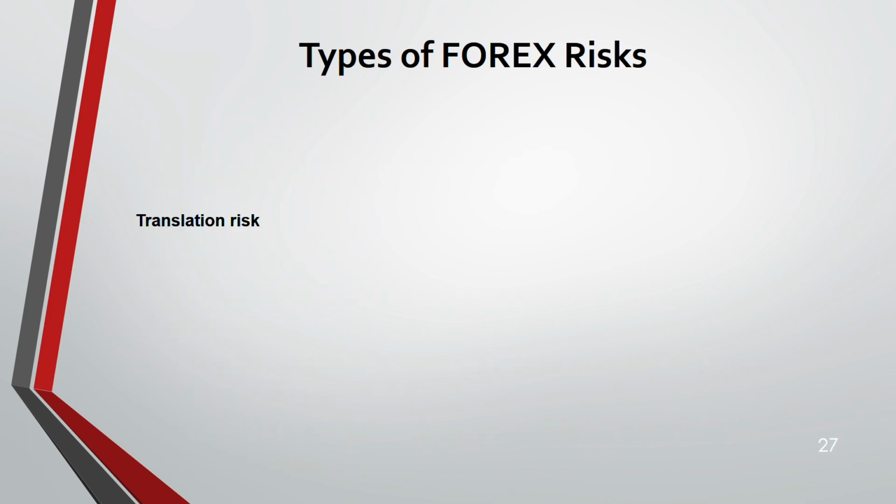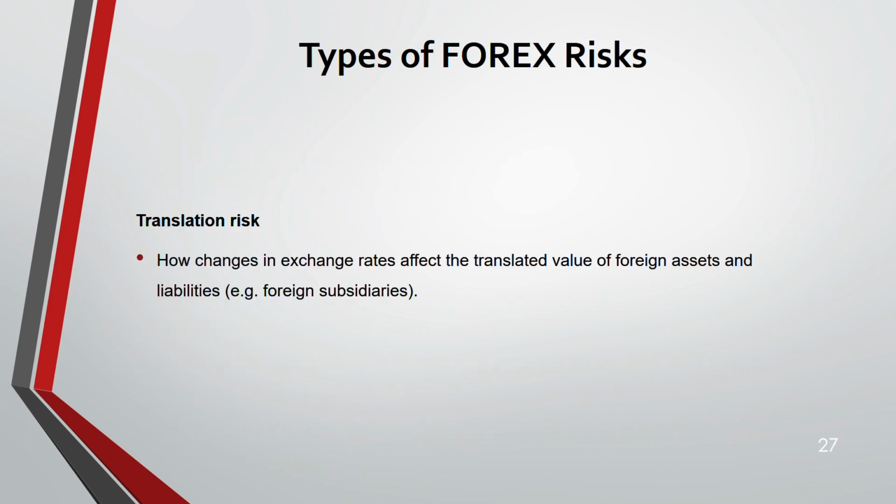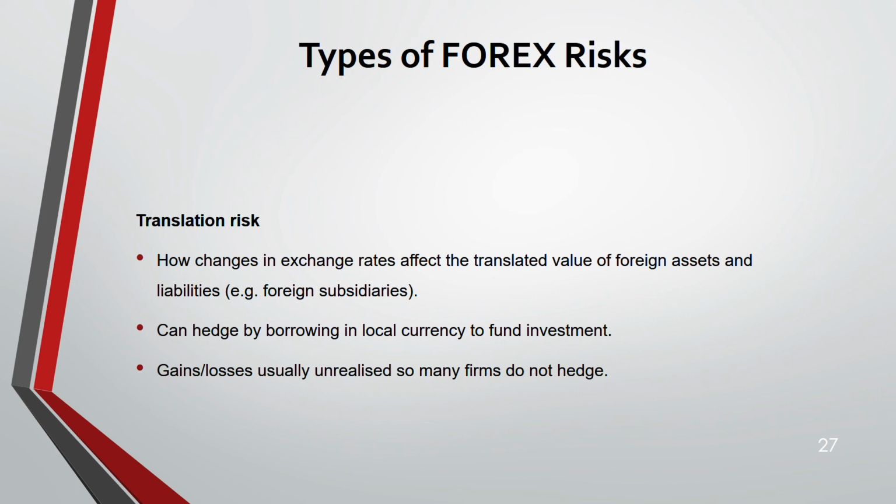And the third is translation risk. This risk happens when you translate the assets or liabilities of foreign subsidiaries to your local currency. You can hedge this type of risk by borrowing in local currency to fund an investment. Here also you are going to have a gain or a loss, but remember, this gain or loss is unrealized. It is already on paper that you are going to have this gain or loss due to translation. So firms do not usually hedge this.